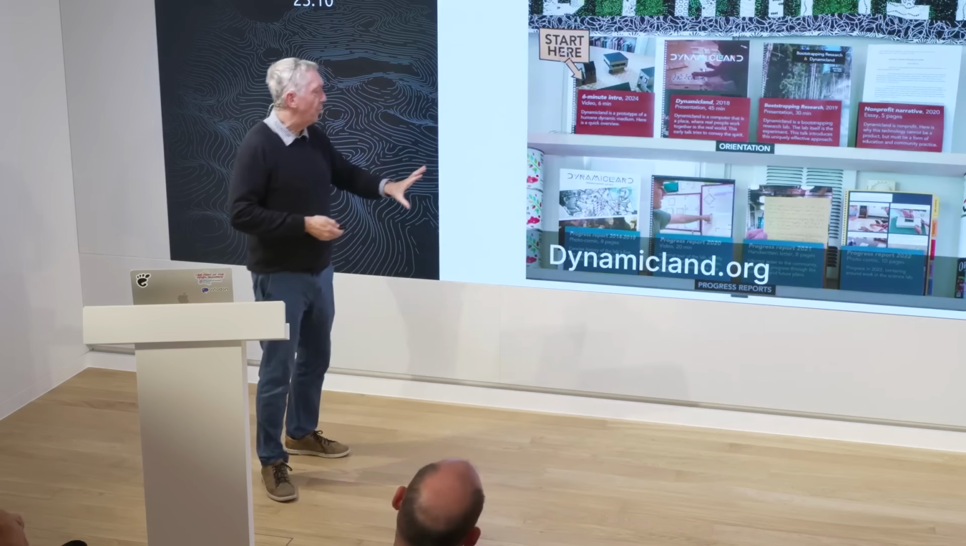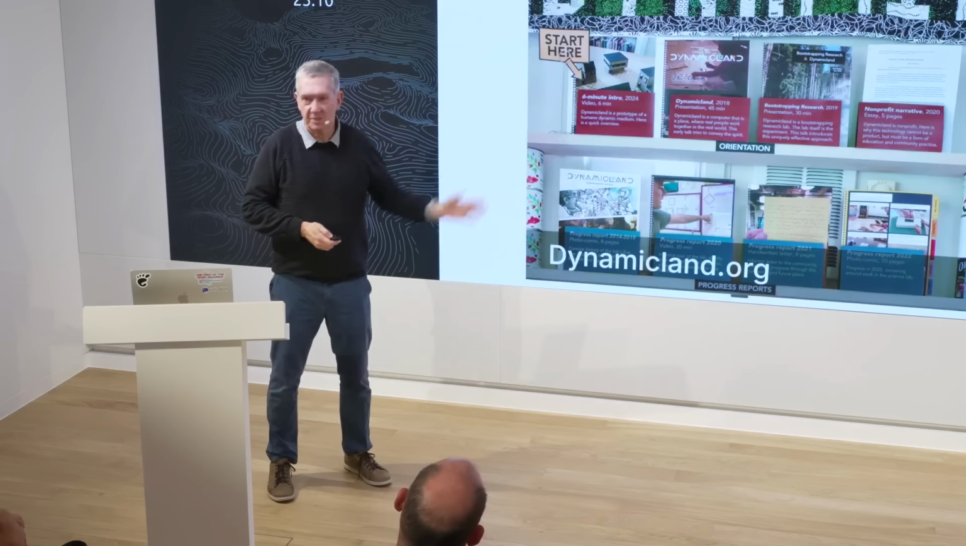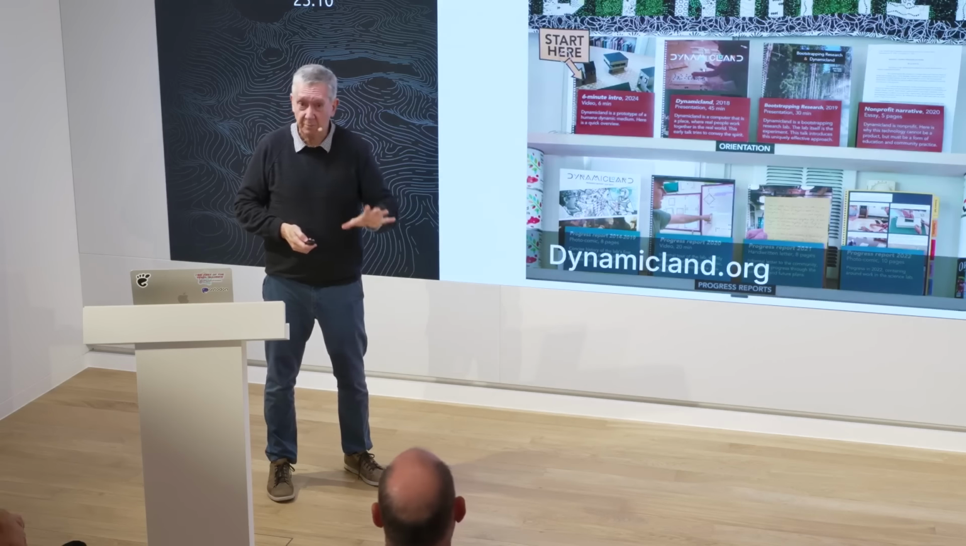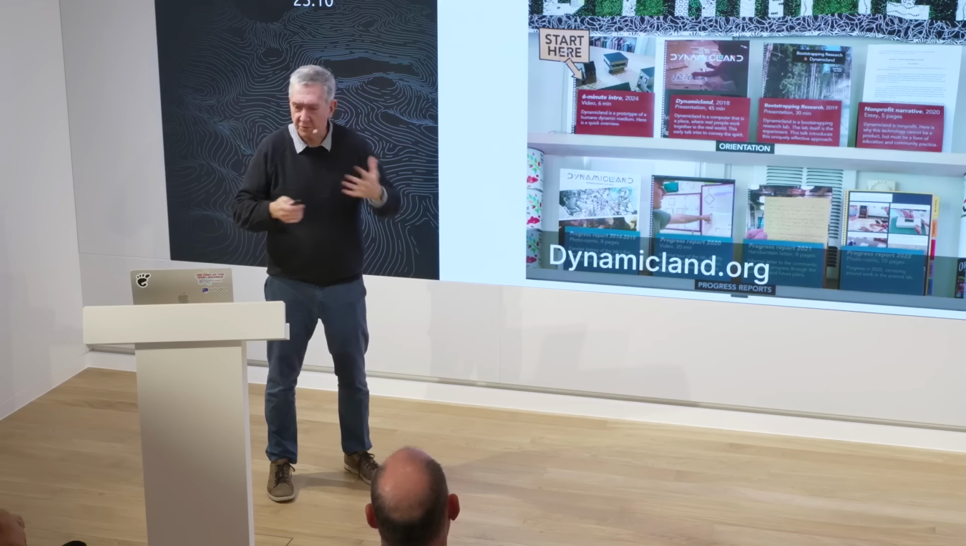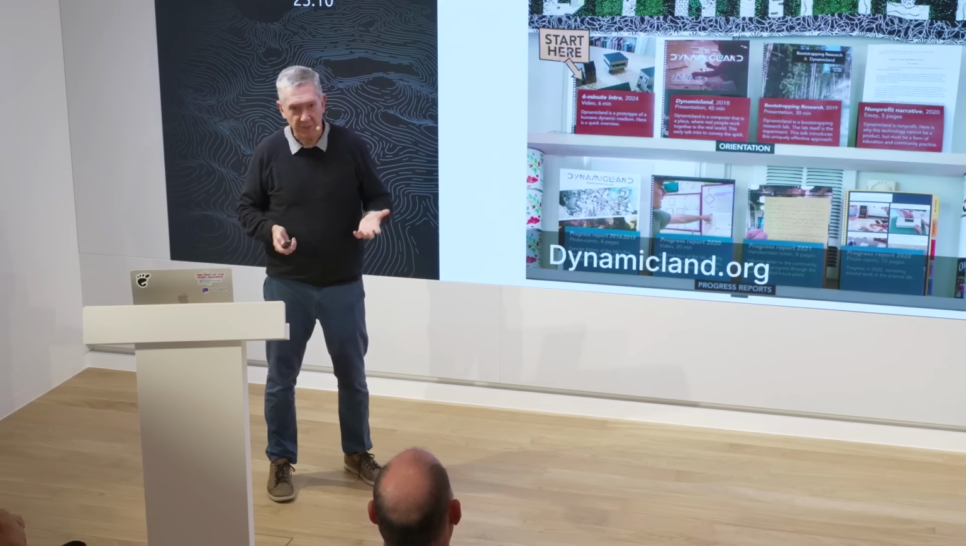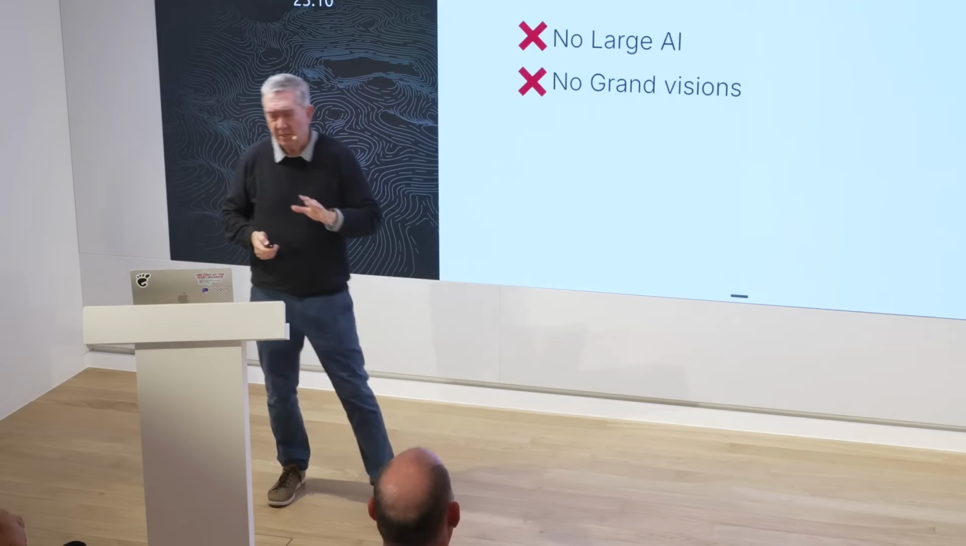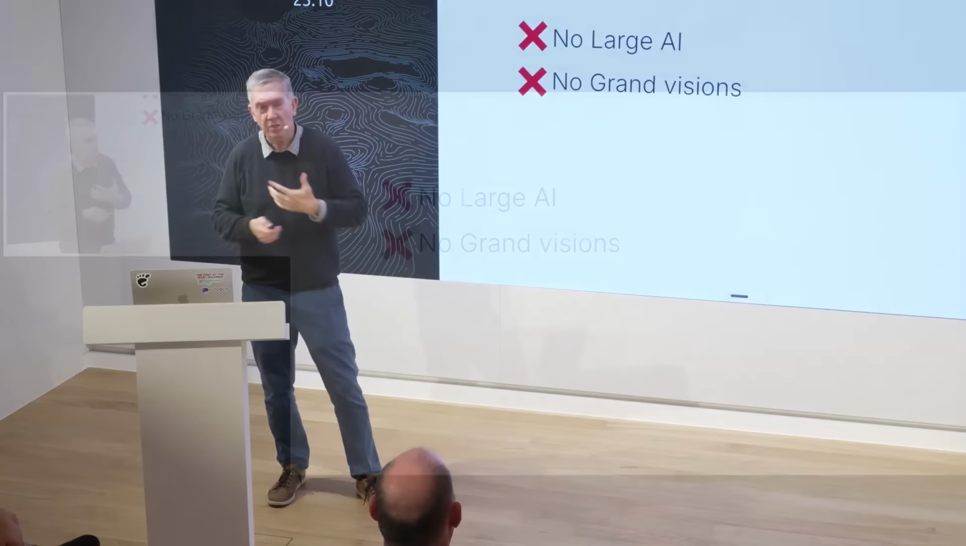The other thing I want to avoid is blue sky, far out stuff. Even though, I don't know if you know Dynamic Land. It is an awesome project by Brett Victor. It's basically physical computing. Definitely check it out. Super exciting stuff, but it's way out there. So my point here is no large AI, no grand visions.